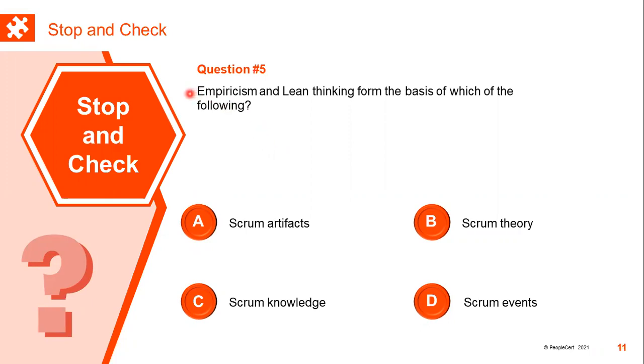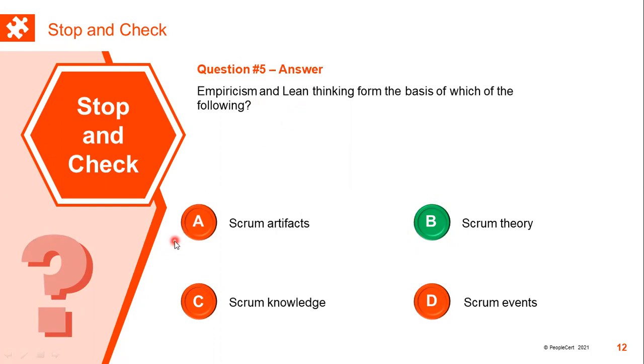The first question is number 5. Empiricism and lean thinking form the basis of which of the following? Scrum artifacts, or Scrum theory, or Scrum knowledge, or Scrum events? The correct answer would be Scrum theory, which is based on empiricism or observation and lean thinking, reduction of waste.